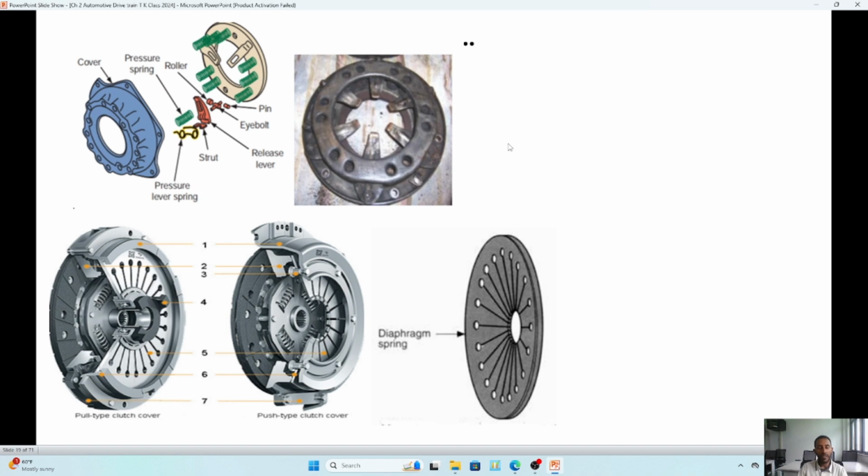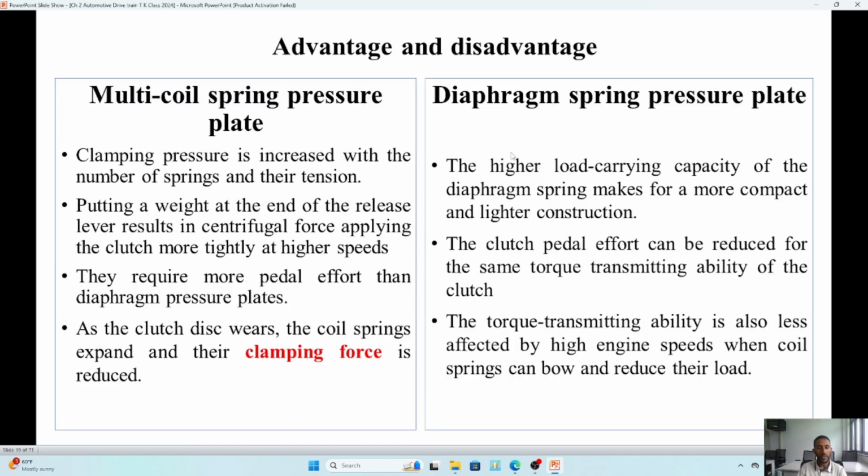So when the speed varies, the torque transmission rate of the coil spring type clutch will vary. They require more pedal effort than the diaphragm pressure plate. We will see this later by means of a graph, because when we compress the spring, it also creates some reaction force. That's why it will create additional force. And as the clutch disc wears, this will be the disadvantage for this part.